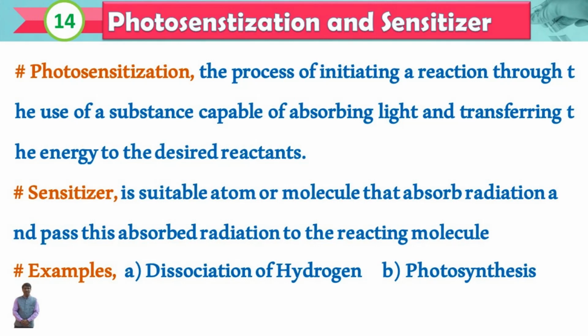Photosensitization is the process of initiating a reaction through the use of a substance capable of absorbing light and transferring the energy to the desired reactants. A sensitizer is a suitable atom or molecule that absorbs radiation and passes this absorbed radiation to the reacting molecule. Examples of photosensitized reactions are dissociation of hydrogen and photosynthesis.